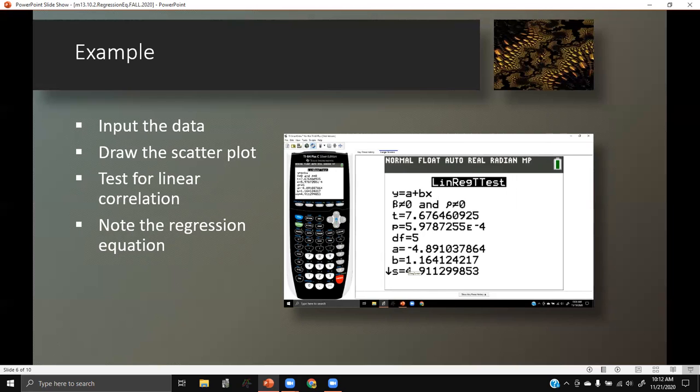And I'm going to use the appropriate notation. So y hat equals a negative 4.9 plus 1.2x. I'll take 2 decimal places here. There's no hard and fast rounding rule when it comes to linear regression equations. So there's our equation. Came right out of the linear regression t-test tool.